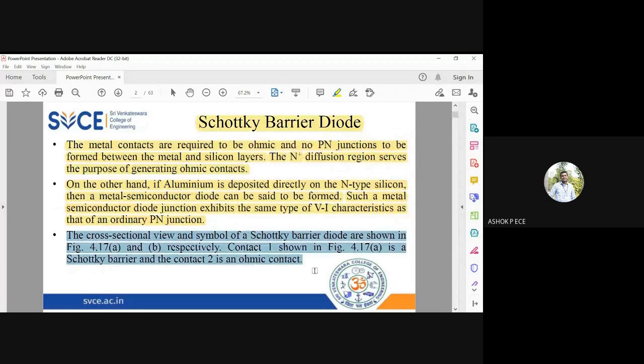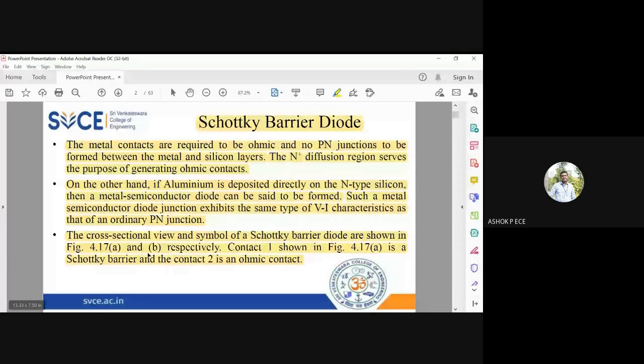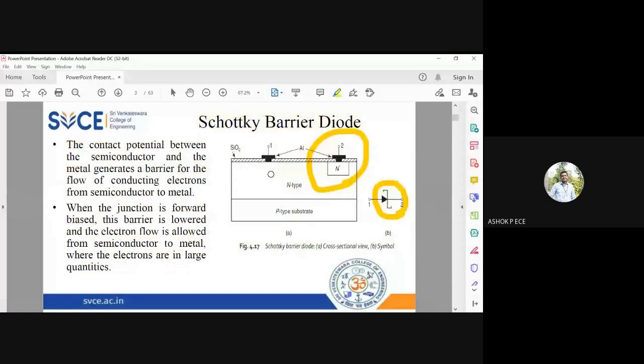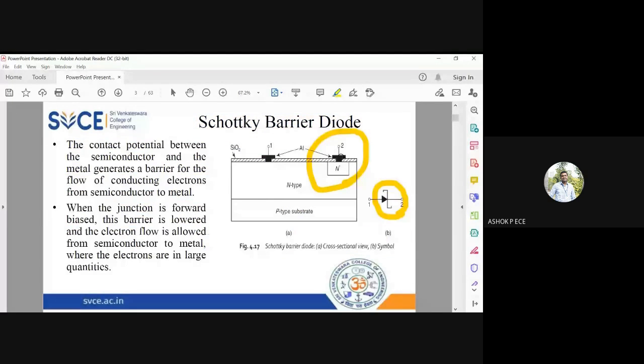Everything is shown here. Contact 1 is going to be a normal contact, whereas contact 2 is an ohmic contact. Contact 1 they name as Schottky barrier because it is between metal and N region. And contact 2 is an ohmic contact because I'm going to have metal and heavily doped semiconductor. So two contacts are shown here, right? One is the Schottky barrier contact, another one is the ohmic contact.